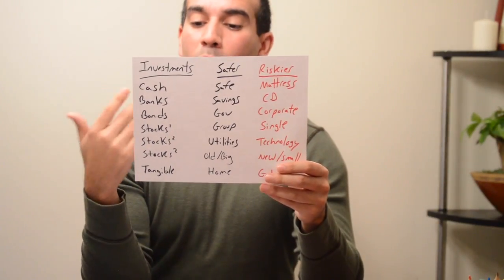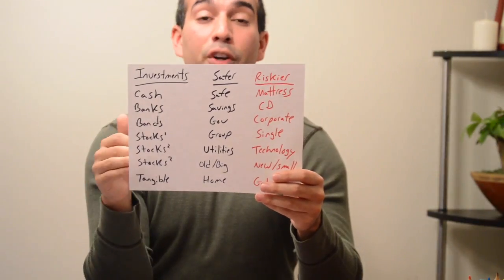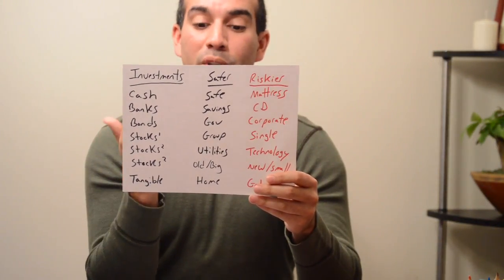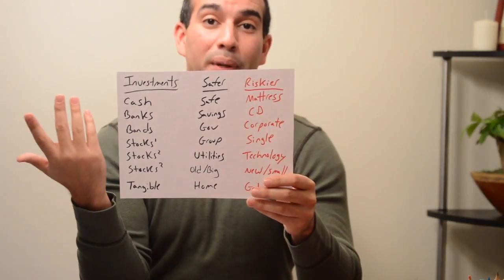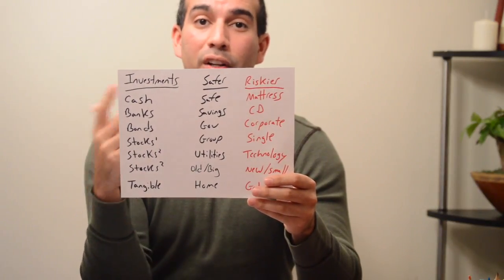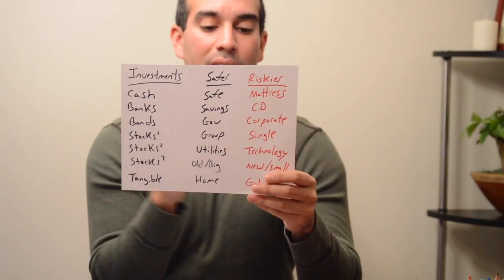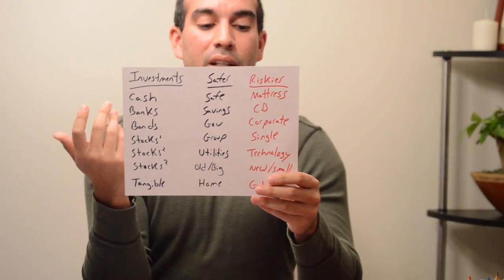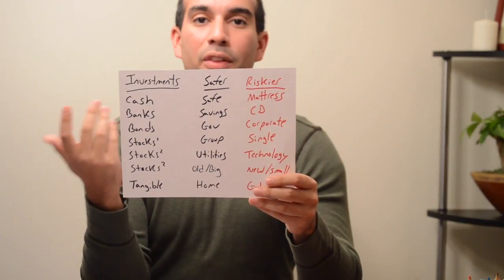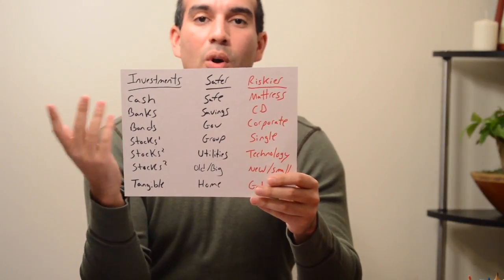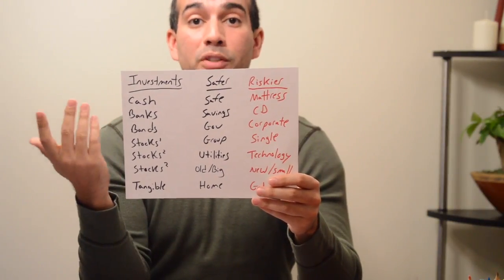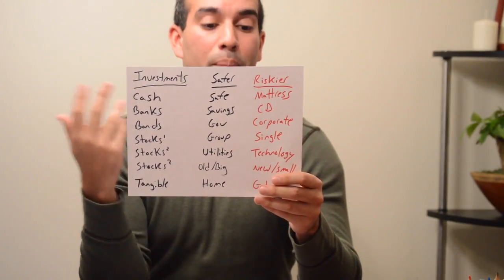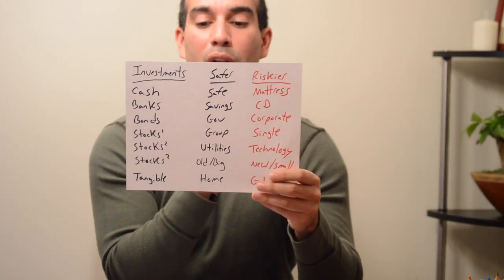Now, another way of looking at stocks, so I put a third category here, is basically breaking it down into what's safer, which is usually bigger, older companies, because they've been around a lot longer, they're a lot more stable generally, versus newer, smaller companies, which are generally not proven yet. Their stock prices go all over the place, and a lot of newer companies go bankrupt. So in general, it's safer to invest in older, bigger companies than it is newer, smaller companies.